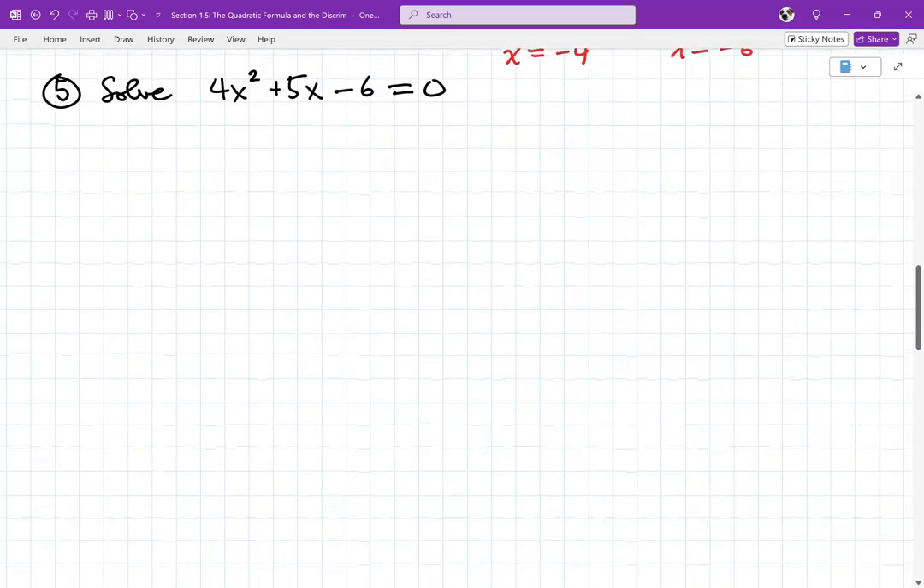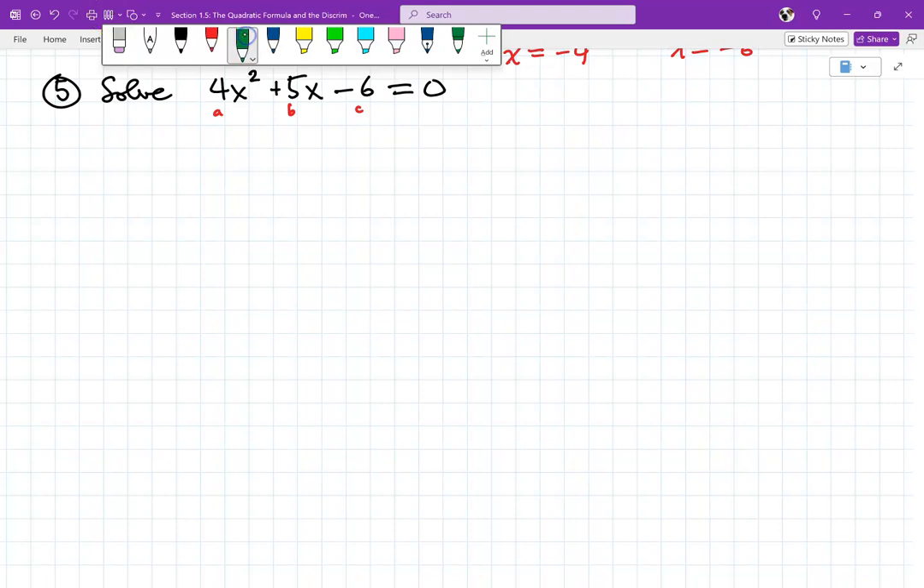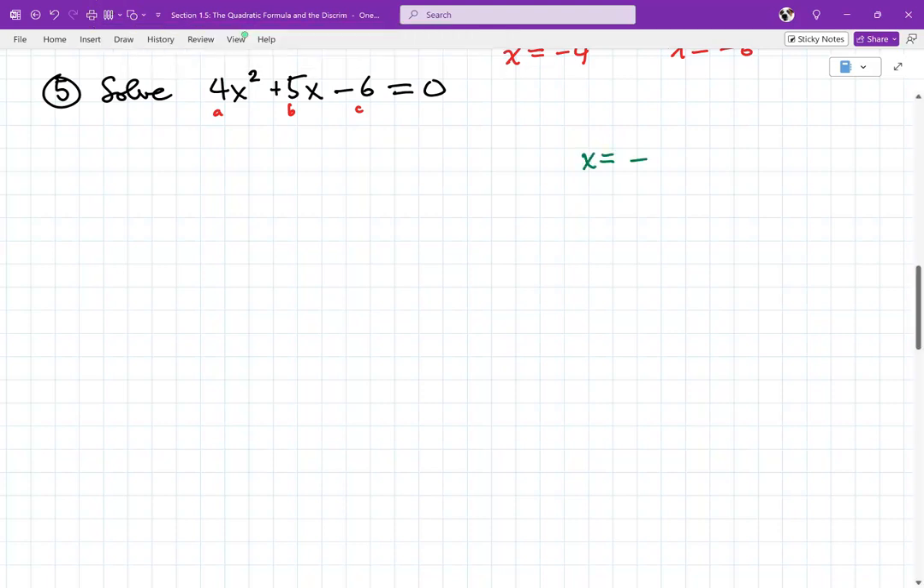So here we go. Solve 4x squared plus 5x minus 6 equal to 0. Just because the equation looks harder doesn't make it more difficult to do. Okay? It's still ABC. All right? So I'm going to put A, B, C. And in green, again, I'm going to write down the formula. That way we have it. So it's negative B plus or minus square root of B squared minus 4AC all over 2A. Okay? I mean, the formula is back there. There's a poster of it.